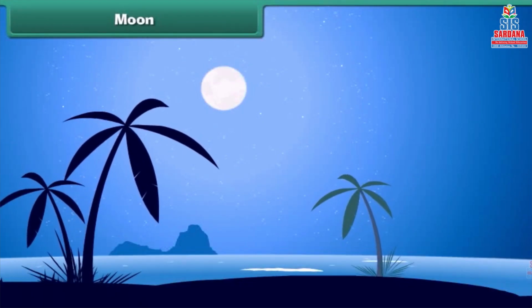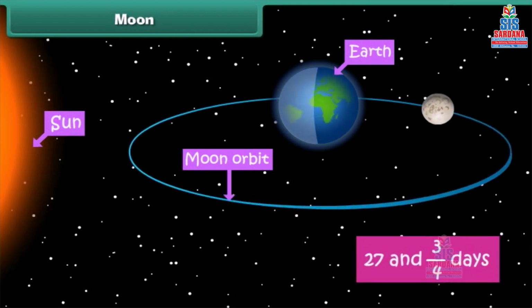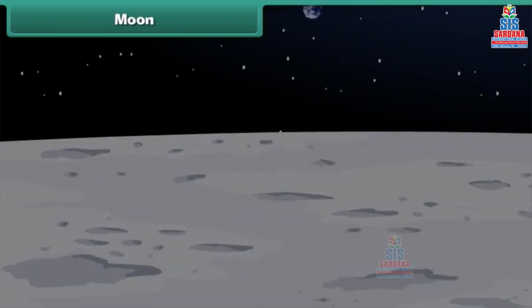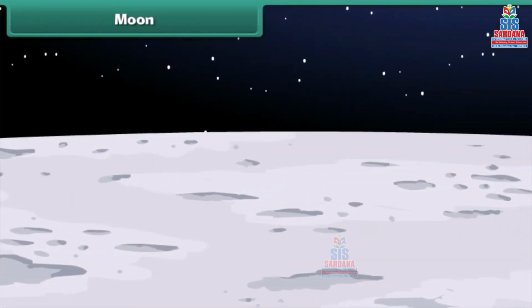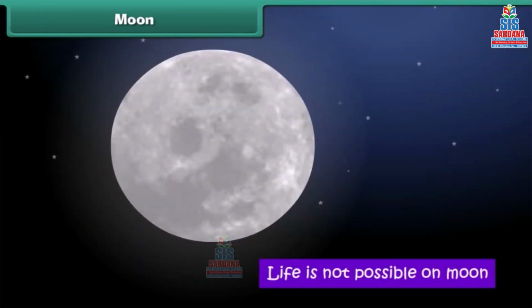Moon. Moon is the natural satellite of Earth that revolves around it. It completes one revolution in 27 and 3/4 days. Unlike our Earth, there is no air or water on Moon. Therefore, life is not possible on Moon.